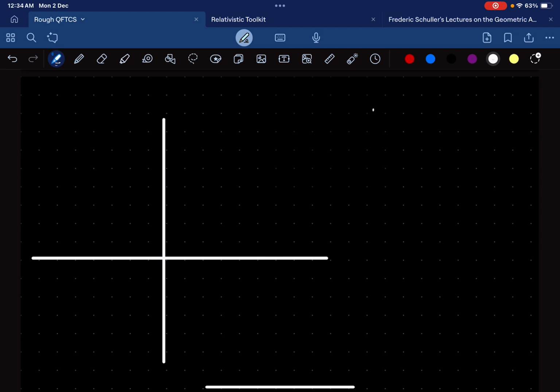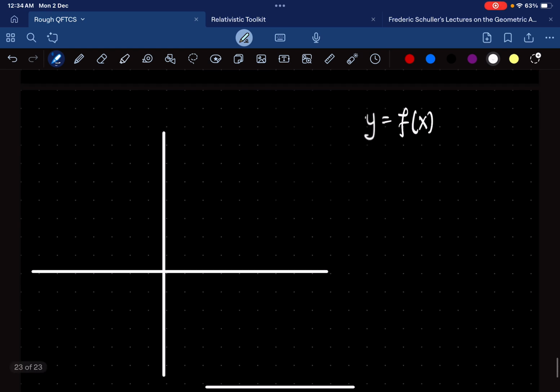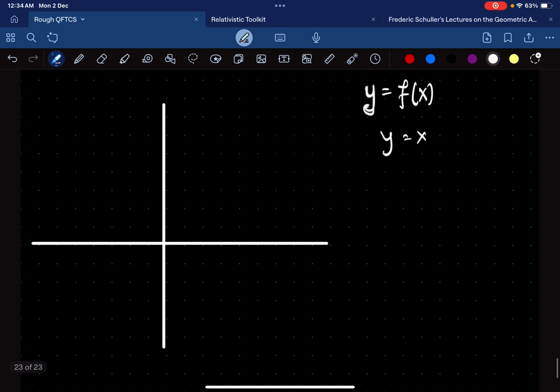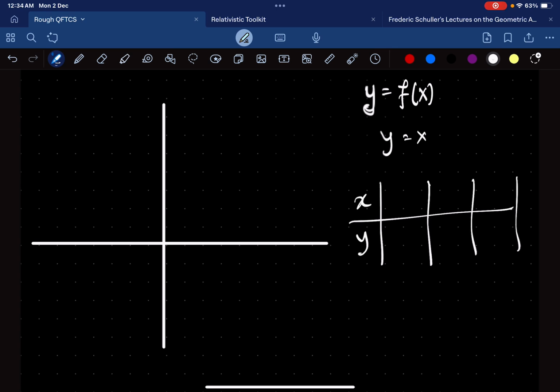We will see some 2D plots. Let this be my y-axis, this be my x-axis, and I want to plot y equal to a function of x. Suppose we have y equal to x. We want to plot this y equals x. Nothing fancy here. I'm going to follow the most conventional way, a checkerboard system. I'm going to write x here, y here, and I'm going to write some points.